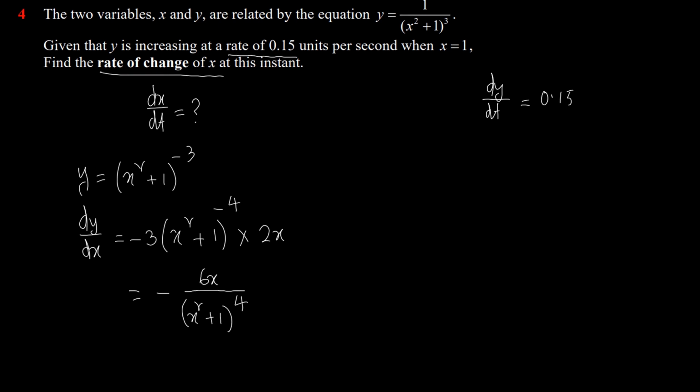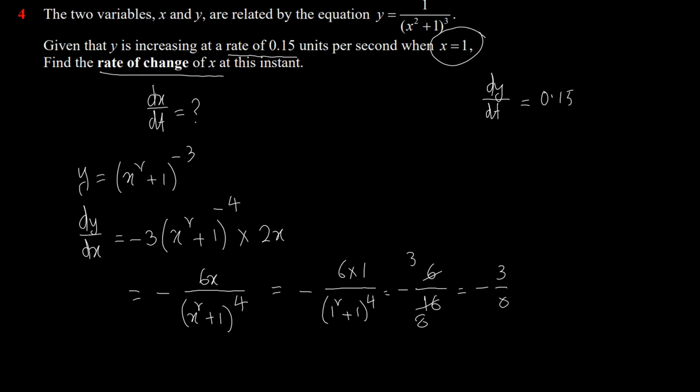Now let's put the value x equals 1. What do we get from here? Minus 6 into 1 divided by 1 square plus 1 to the power 4, which is minus 6 by 2 to the power 4. 2 to the power 4 is 16. So we got minus 3 over 8.